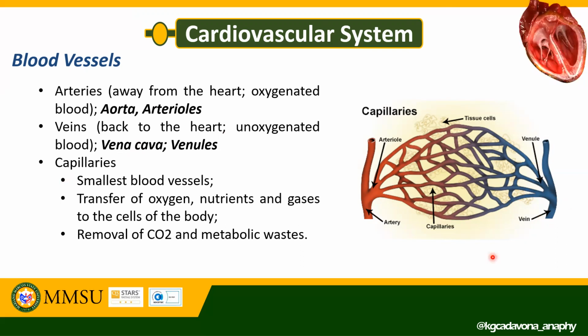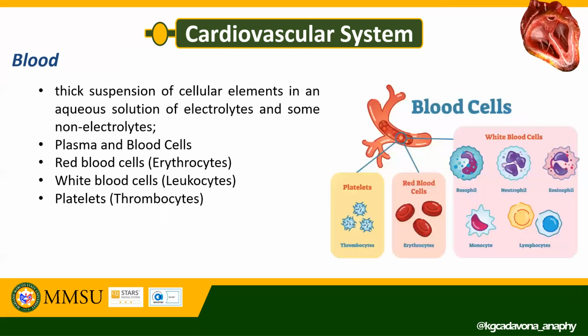Now, for the capillaries, which are also called the exchange vessels, these are the smallest blood vessels in the body of the animal. They are tiny links between the arteries and the veins where oxygen and nutrients diffuse to body tissues. And also, they are responsible for the removal of carbon dioxide and metabolic wastes from the body of the animal. So those are the different blood vessels.